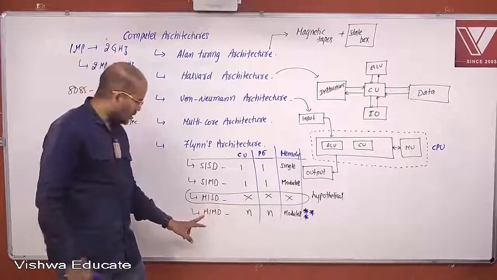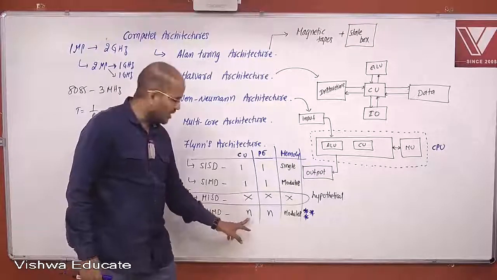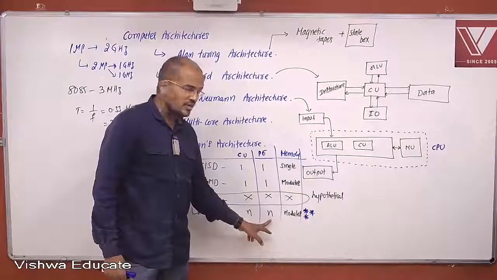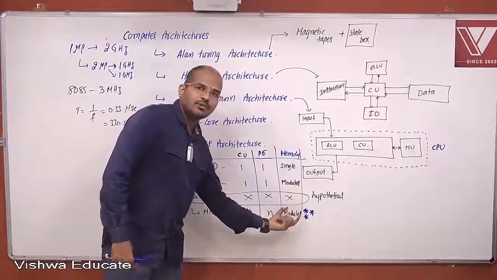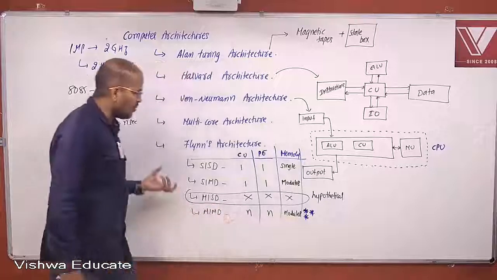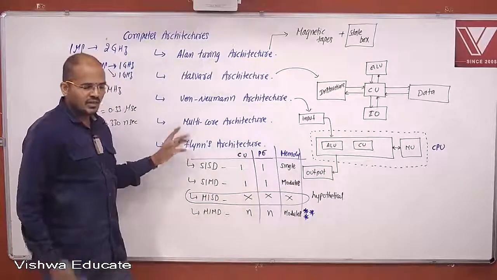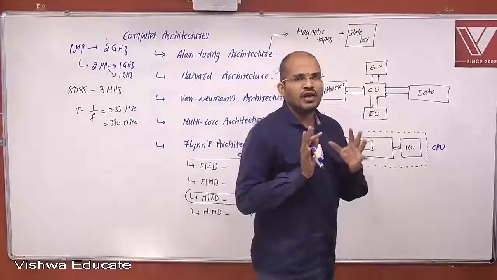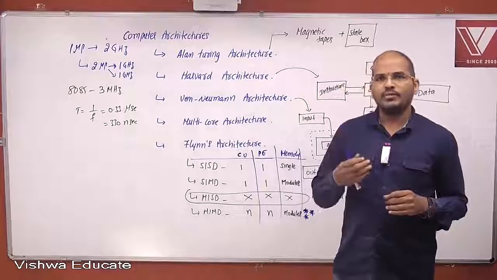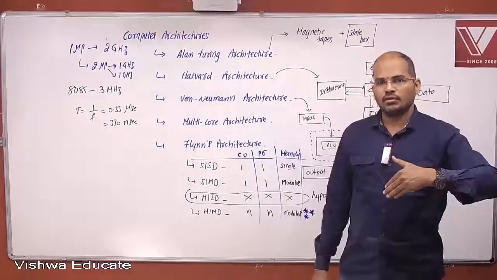Now go beyond, call it MIMD. In MIMD, we have n control units and n processing elements, and these n processing elements work with n different modules. So this is how parallel computing has been designed by using Flynn's architecture. And these are the various types of architectures that have been implemented right from day 1 to day n.